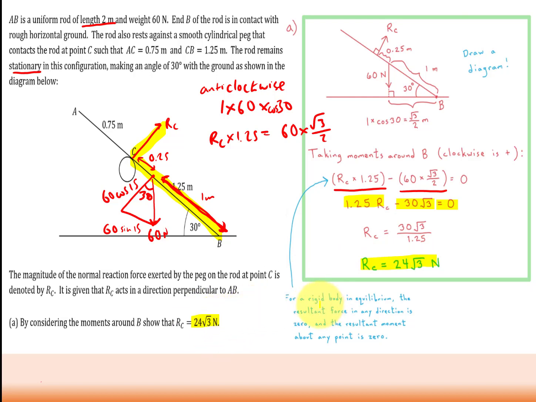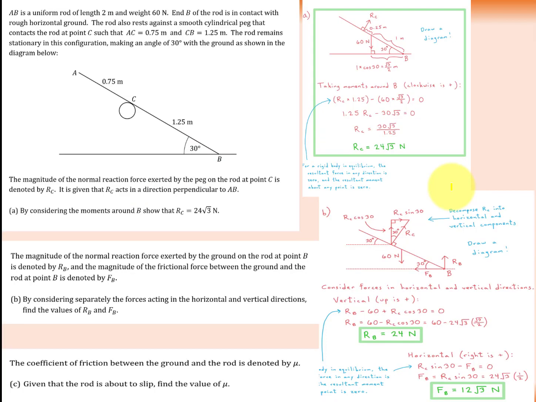So always draw a diagram, or draw on top of the diagram, and that helps us. So for a rigid body in equilibrium, the resultant force in any direction is 0. And the resultant moment about any point is 0. That's why we can say they equal each other, or set it equal to 0. The way I showed you previously is just to build up the steps, which is better for your understanding. Right, I think we're going to be ready for the next part.